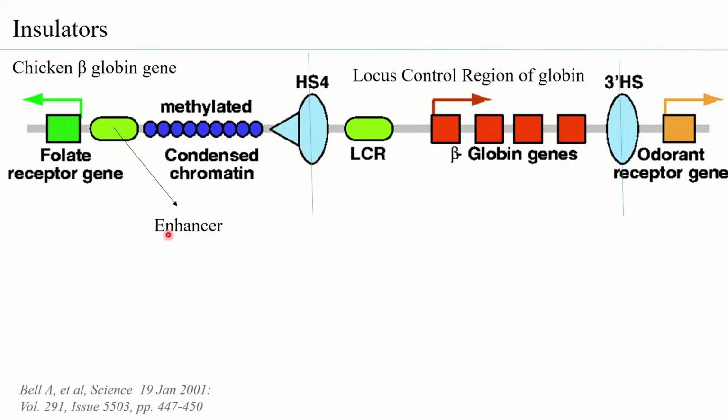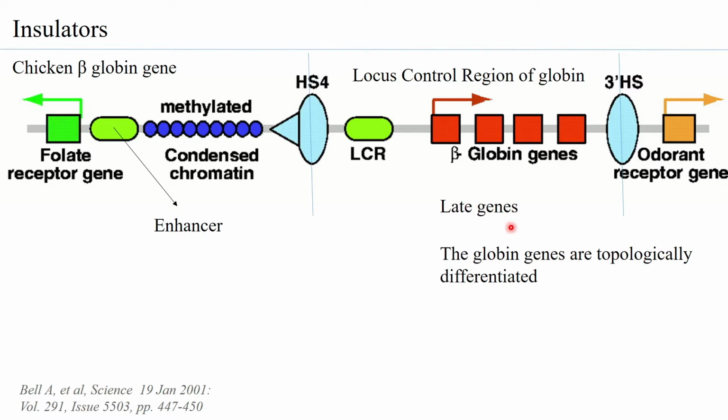Now, this enhancer which is present is able to, okay, before we get into that, let me also make it clear that these globin genes that are topologically differentiated are late genes. That means they are transcribed late in the development of the chicken, while the folate receptor genes are expressed much earlier in development, so they are called early genes. So you can already see that because they are topologically differentiated, one can be transcribed early while the other can be transcribed late.